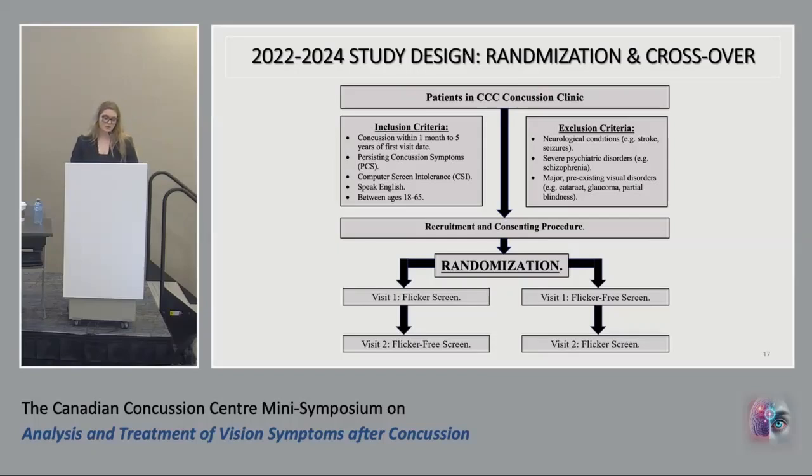And patients were excluded if they had any neurological conditions, any severe psychiatric disorders, or any major pre-existing visual disorders. Patients were recruited and consented and then randomized to either group 1 or group 2. Group 1 used the flicker screen during their first visit and the flicker-free screen during their second visit, and group 2 used the vice versa.